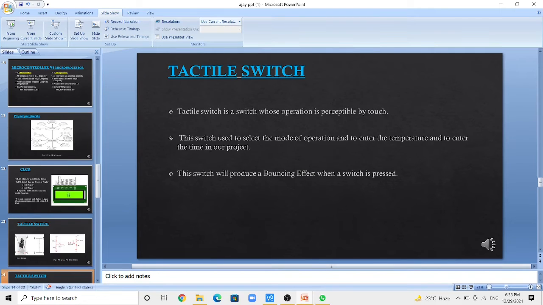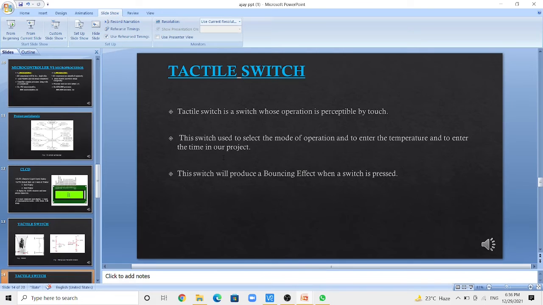Tactile switch is a switch whose operation is perceptible by touch, which can be performed by touching externally. Okay, this switch is used to select the mode of operation. By using this switch, we can select the mode of operation and enter the temperature and time in our project. In our project, we can set the time by using this switch.